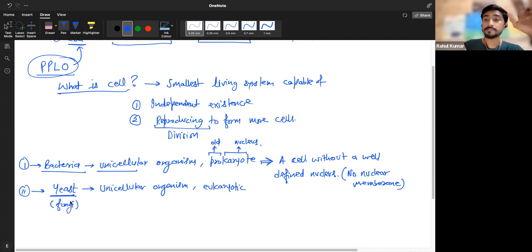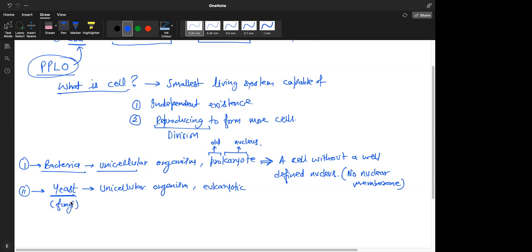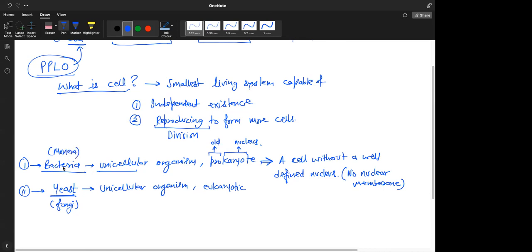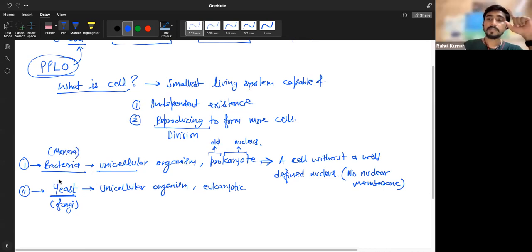You know, there are five kingdoms. In class 11th, your first unit is about biological classification. It talks about five kingdoms: Monera, to which bacteria belongs, the only prokaryotic kingdom. Then Protista, fungi, plant, and animalia. So bacteria belongs to Monera, yeast belong to fungi. Both are unicellular, but one is prokaryotic and another is eukaryotic.